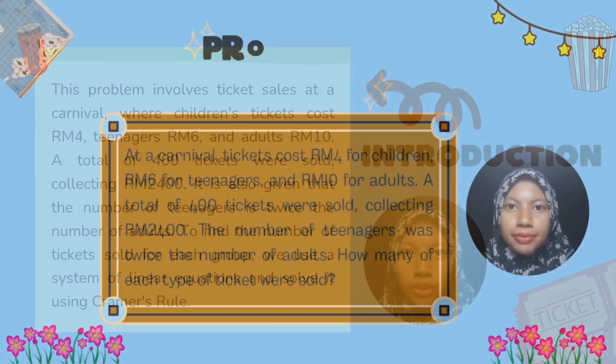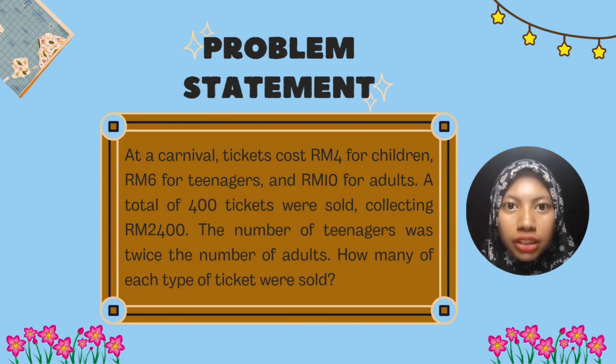To find the number of tickets sold for each group, we use a system of linear equations and solve it using Cramer's rule. At a carnival, tickets cost 4 ringgit for children, 6 ringgit for teenagers, and 10 ringgit for adults. A total of 400 tickets were sold, collecting 2,400 ringgit. The number of teenagers was twice the number of adults. So, how many of each type of ticket were sold?